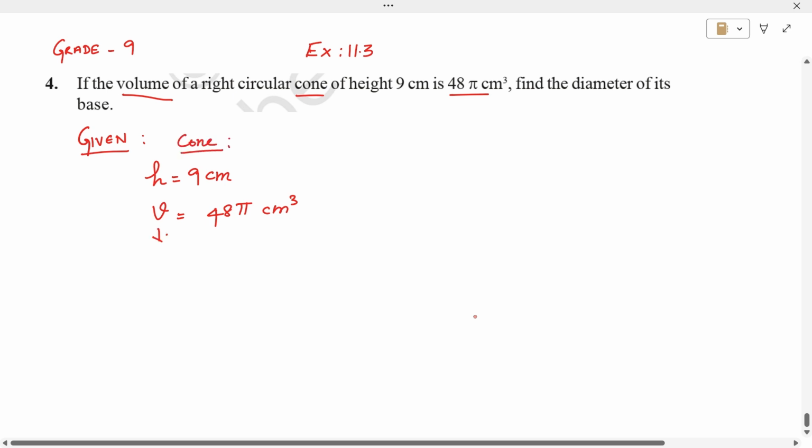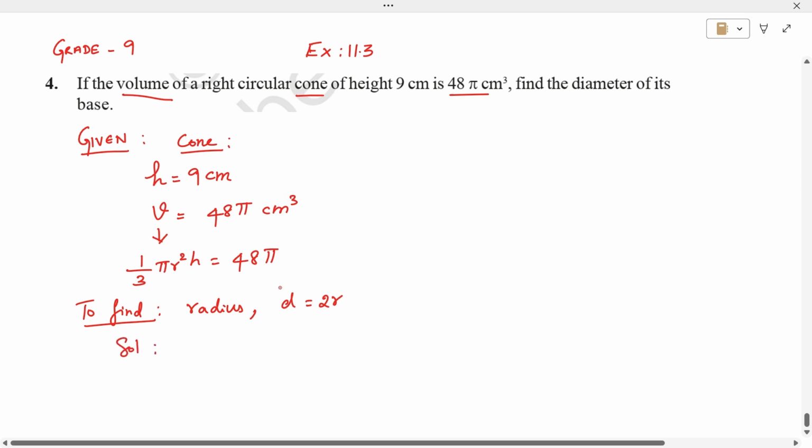If the volume of a cone is 48 pi, its formula is also equal to 48 pi, isn't it? That is 1 by 3 pi r square h is equal to 48 pi. And what I have to find? I need to find the diameter. So in order to find the diameter, I just want to find the radius, and then the diameter and radius relation is d is equal to 2 times r.